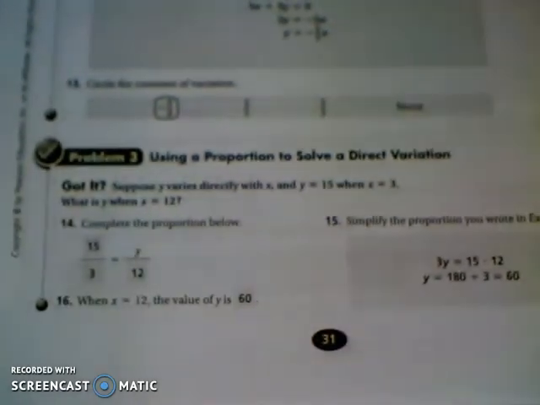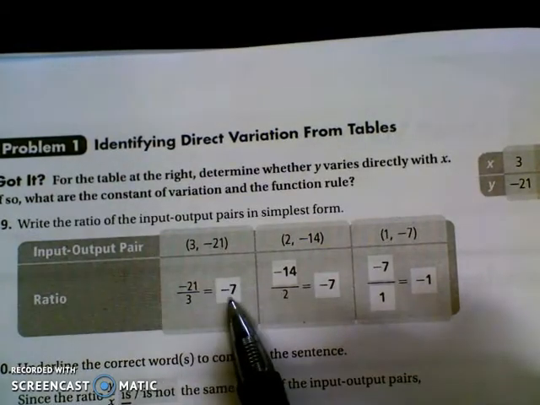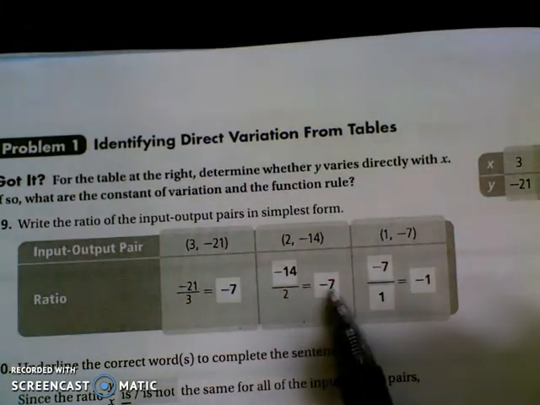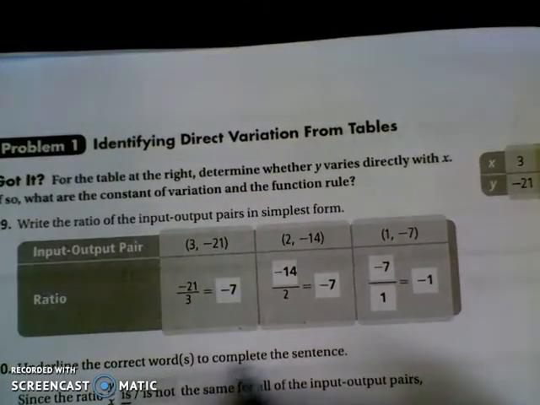Alright guys, back on 2.2, we're on page 31. We're going to finish up 2.2 notes. On the top up here we just did this ratio, direct variation. 21 divided by 3 is negative 7, negative 14 divided by 2 is negative 7, and negative 7 divided by 1 is negative 1. Underline the correct word to complete each sentence.